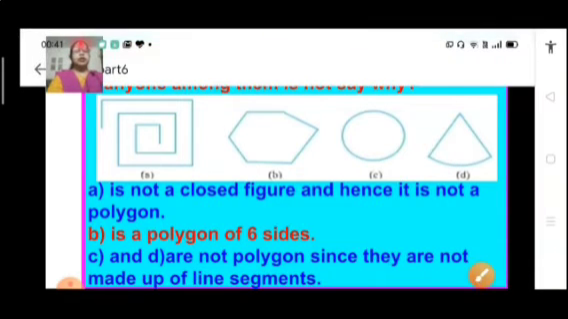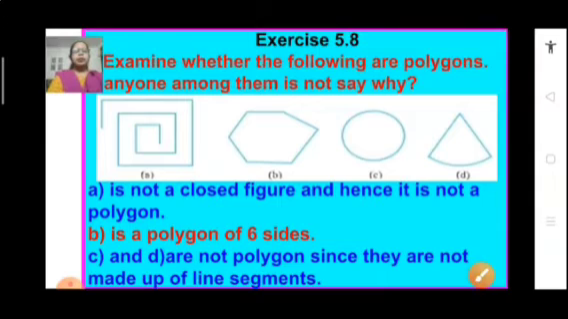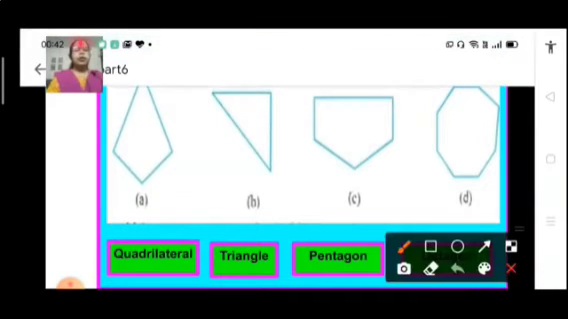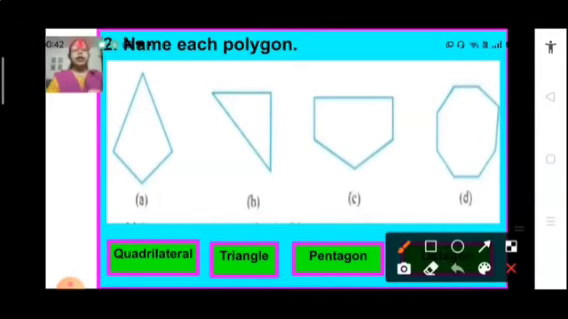Okay. Now, so that is what we have written here. A is not a closed figure, so it's not a polygon. B is a polygon of 6 sides. C and D are not because they are not made up of line segments. Now here we have polygons. We have to name each polygon. So first one is made up of 4 line segments. Okay, 1, 2, 3 and 4. So it is called a quadrilateral.